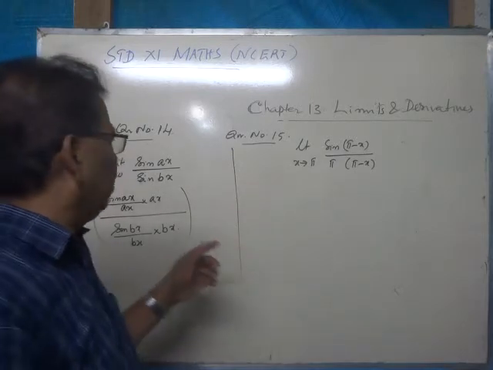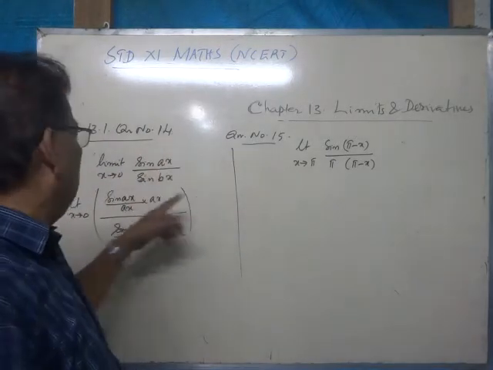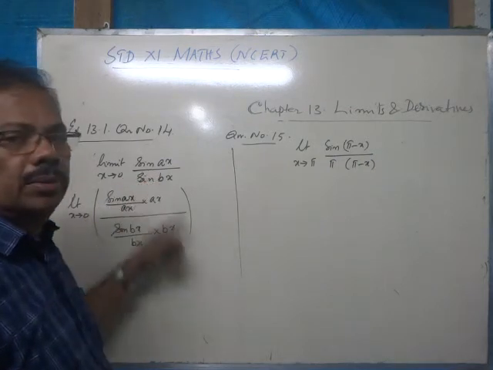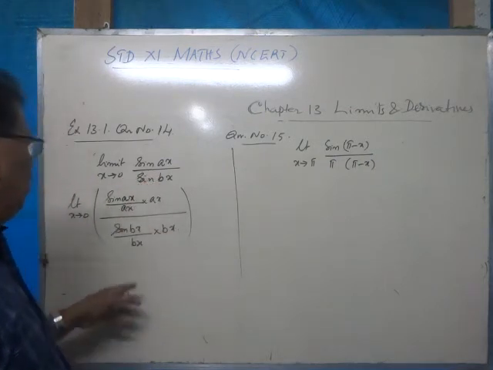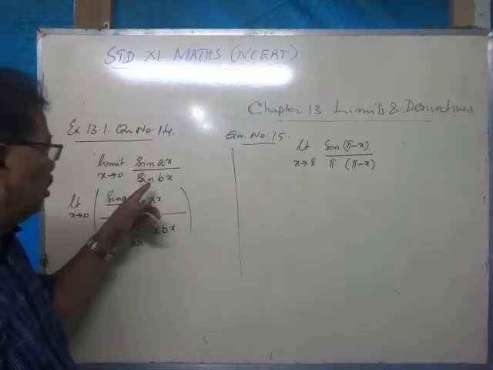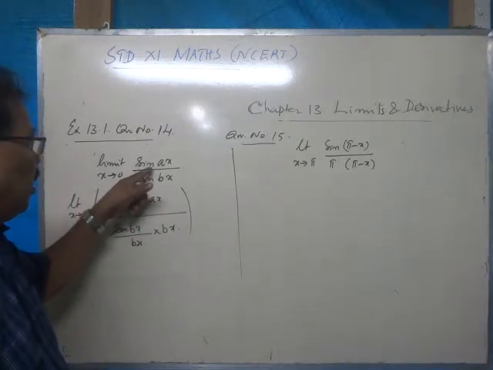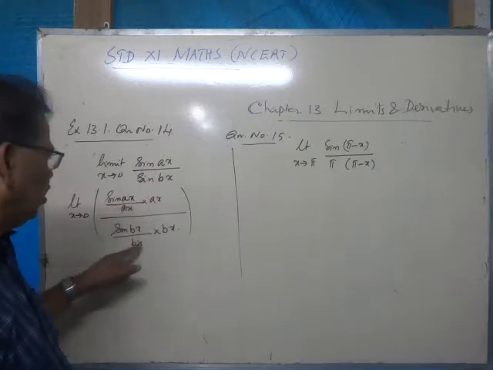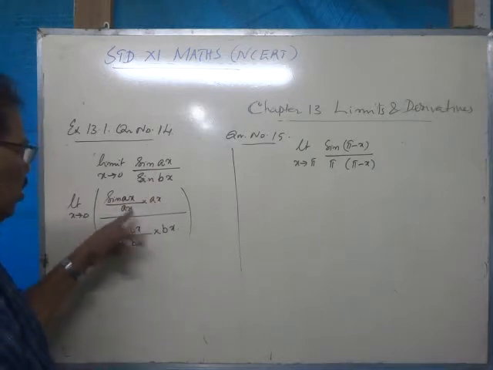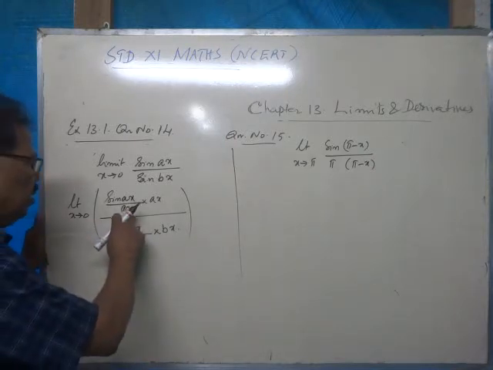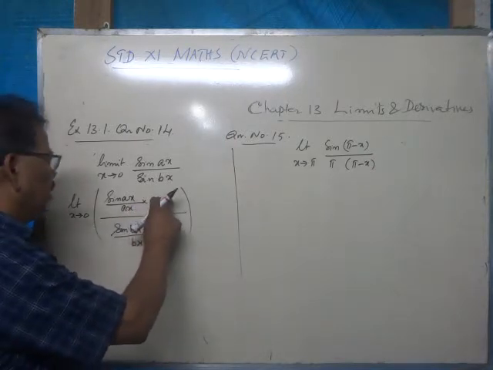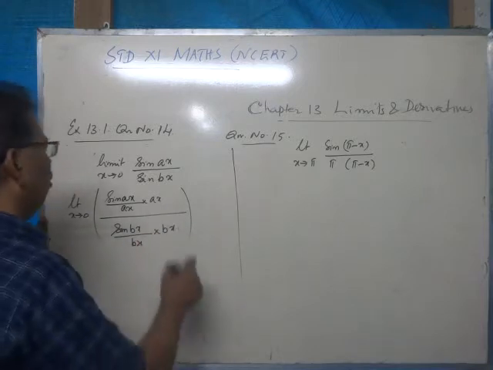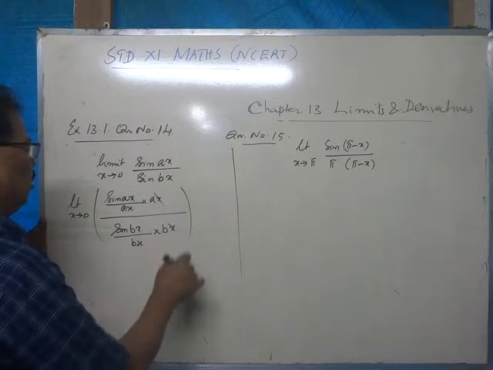Now in exercise 13.1 we have question number 14, limit x tends to 0, sin ax by sin bx. We can put this function in the form sin ax by ax into ax by sin bx by bx into bx. No change. We have divided by ax and just multiplied by ax. Here we have divided by bx and just multiplied by bx. Now this x and x both cancelled.